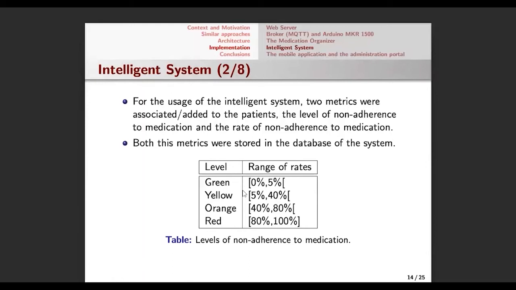The level of non-adherence to medication is classified into four levels. The first level is green, and means the patient is rarely non-adherent to medication. The second level is yellow, and means the patient is sometimes non-adherent to medication. The next level is orange, and means the patient is non-adherent to medication with some frequency. And the last level is red, and means the patient is totally non-adherent to medication.